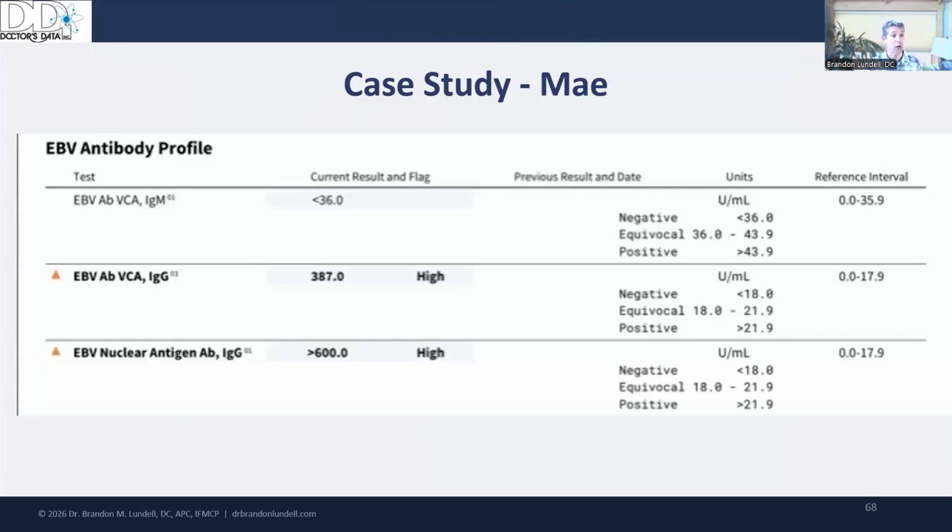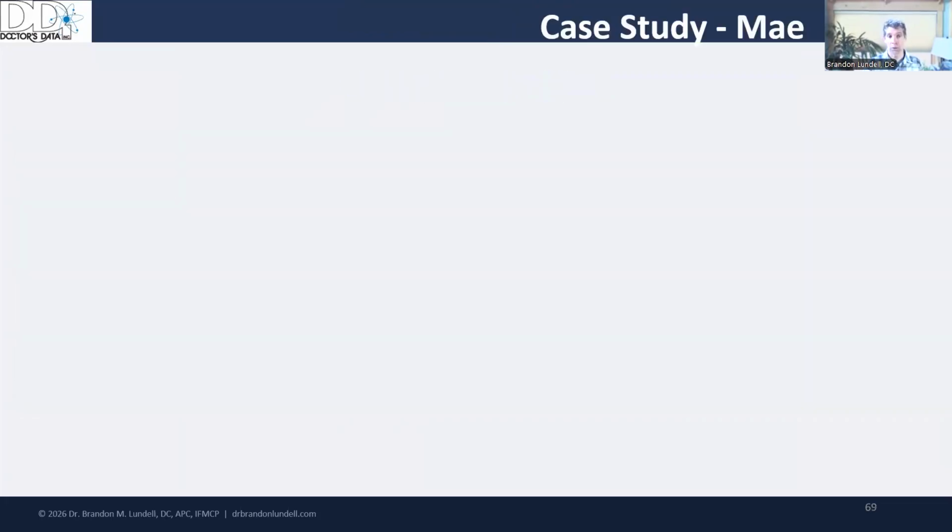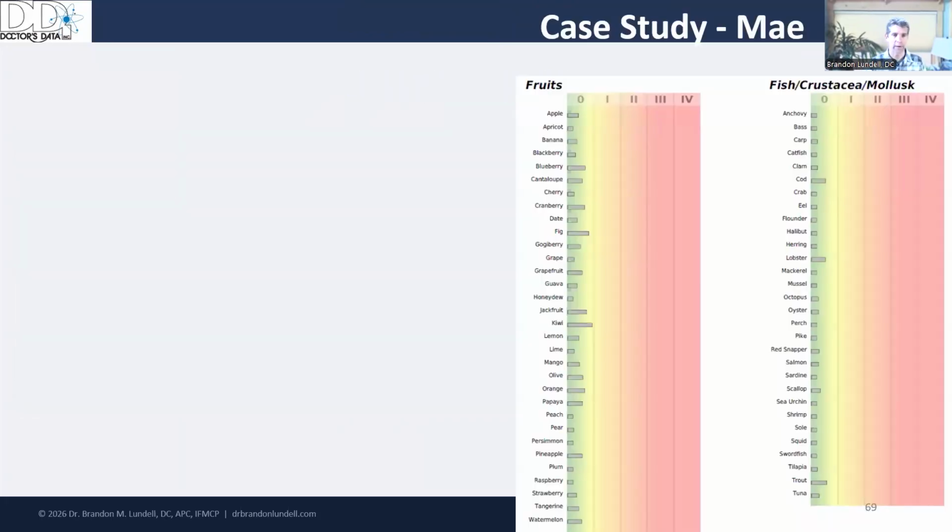And she had Epstein-Barr. I can go into Epstein-Barr treatment, but these titers are relatively high. So while it means that she definitely had a past infection, these levels of titer usually means that it's also pretty active in the body. So you want to look at antivirals.